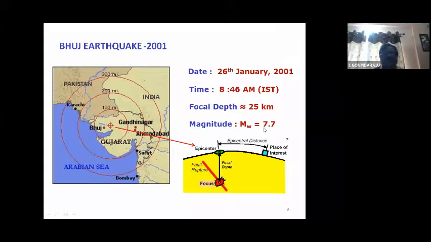Of course, before the 1950s, there were some earthquakes, okay, but not that much damage was observed here. So this earthquake triggered in Gujarat state, at a place called Bhuj. It's a small town in Gujarat. Hence, it is called the Bhuj earthquake. So this is the epicenter of the earthquake, and this epicenter was nearly 260 kilometers from Ahmedabad.